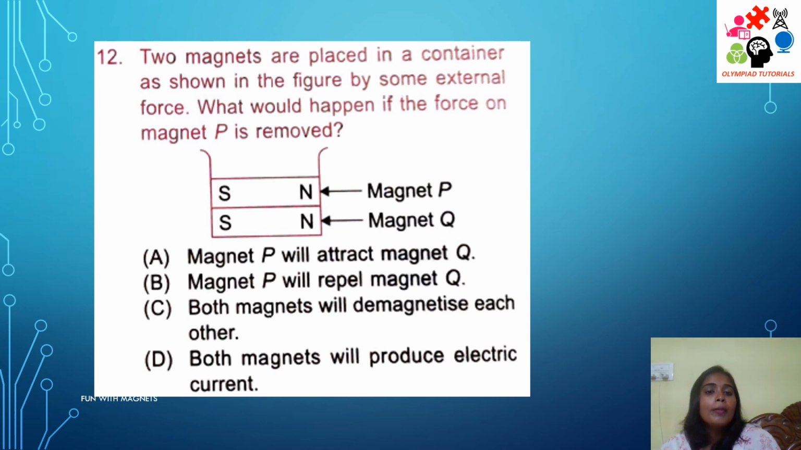Next question. Two magnets are placed in a container as shown in the figure by some external force. What would happen if the force on magnet P is removed? Now here, after observing the picture, you can answer this question. The correct option will be option number B. Magnet P will repel magnet Q, and this is because the like poles repel each other.